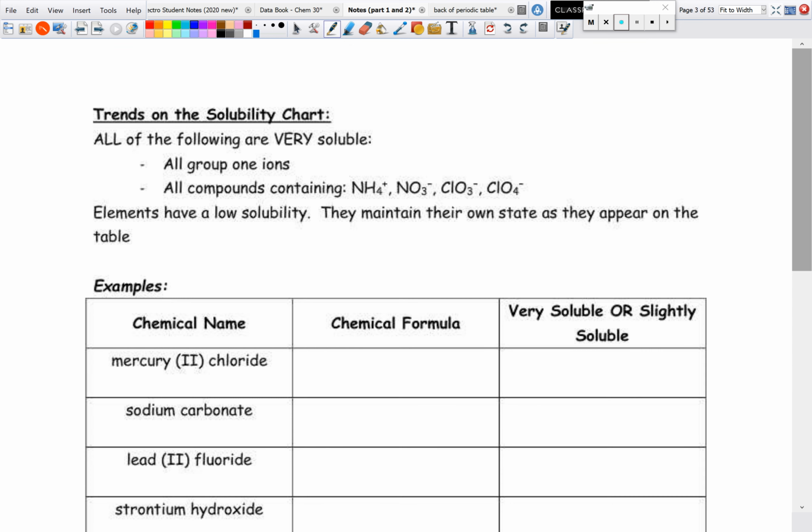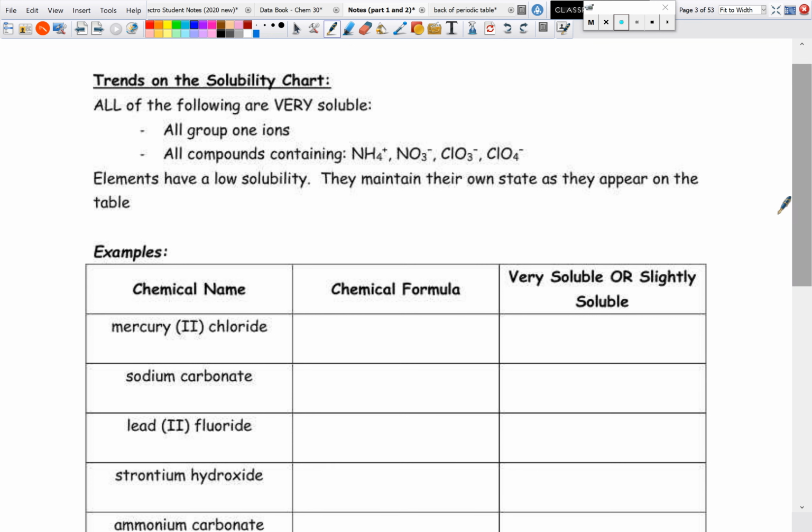So, of course, we are going to now practice some of these here. Now, some trends in our solubility chart. Now, all the following are very soluble. So if you have any group 1 ions, so group 1 is equal to the alkali metals.